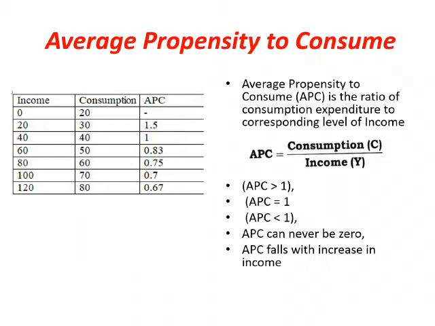APC falls with increase in income because the proportion of income spent on consumption keeps on decreasing. APC can never be 0 because consumption cannot be 0 even at the 0 level of income.